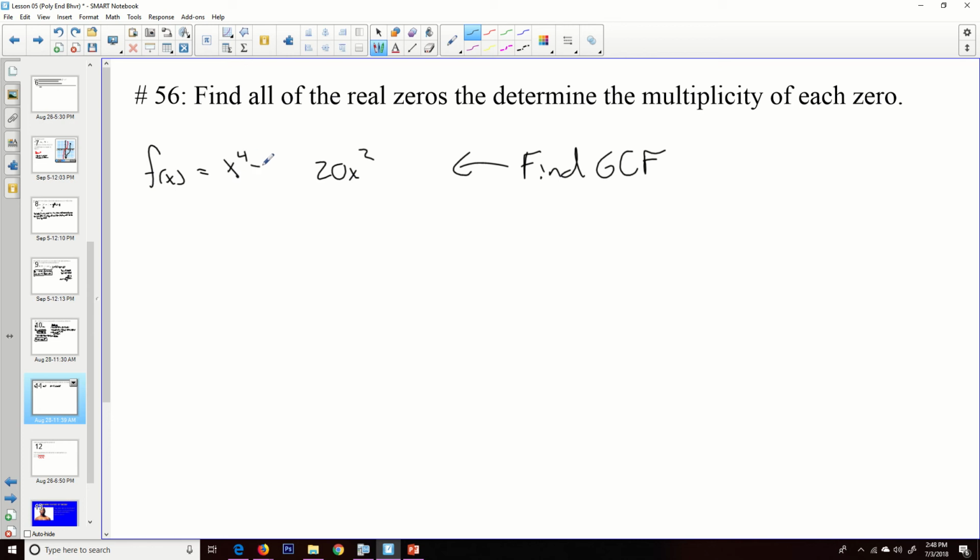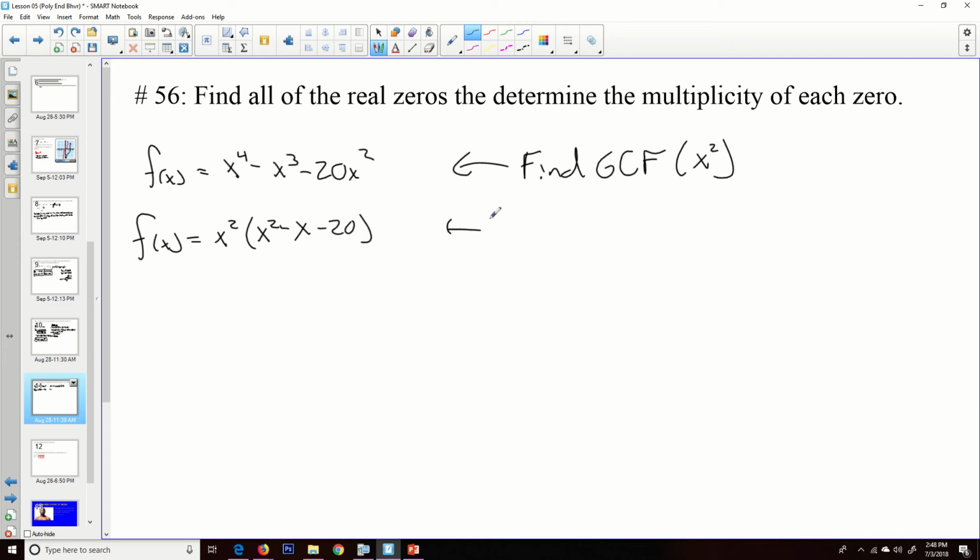x to the fourth minus x to the third, and then what was it, minus or plus? It was minus. Okay, that works. What is the greatest common factor to all three of those terms? In this particular instance, it's x squared. And so I've got f of x equals x squared times, x to the fourth divided by x squared is just x squared, x to the third divided by x squared is just x, and negative 20x squared divided by x squared is negative 20.